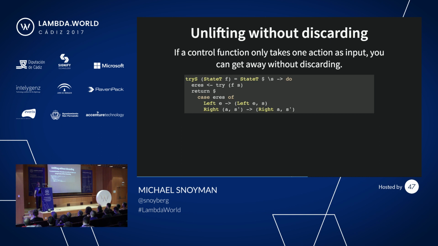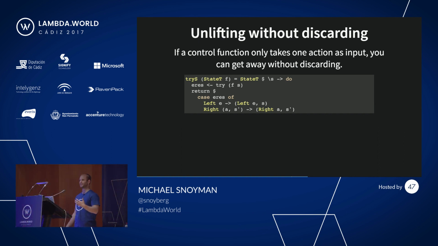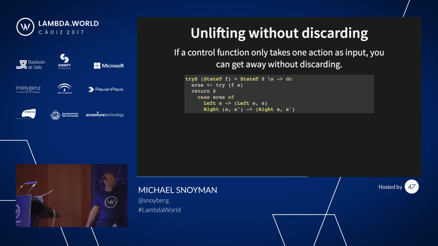Now, there are other cases where you can actually unlift a control function even into something like StateT without worrying about discarding. And I want to give you a few of those examples to make things clear. So try is one of those examples. It only has one input function. And since it's only got one input function, it's only going to end up generating one new updated state. And therefore, you can run this action, and then you only have one newly created S value that you have to deal with.